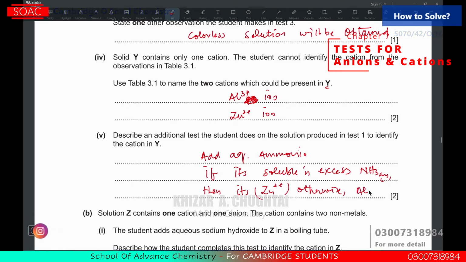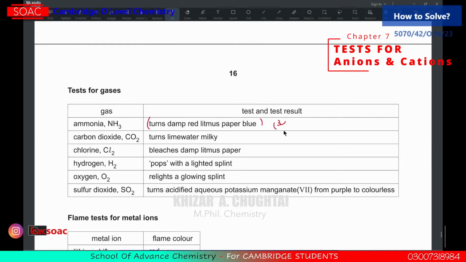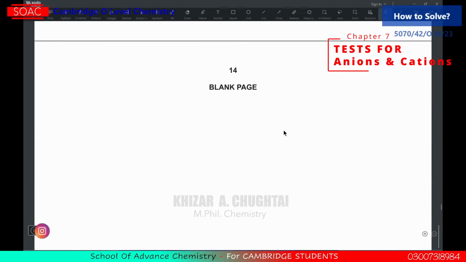So ammonia is going to be produced, basically when we add sodium hydroxide. Then how do we confirm that ammonia is being formed? We will perform this test. I'm going to write number one: add sodium hydroxide. Number two: ammonia is going to be formed, a gas is going to be formed, and the gas will be tested with litmus paper. So let's see how to report the answer.